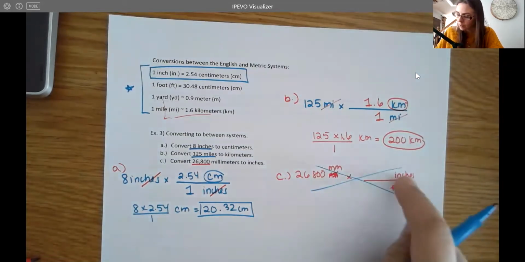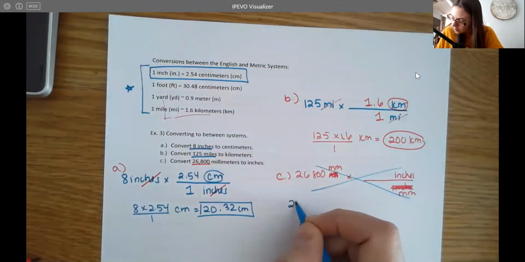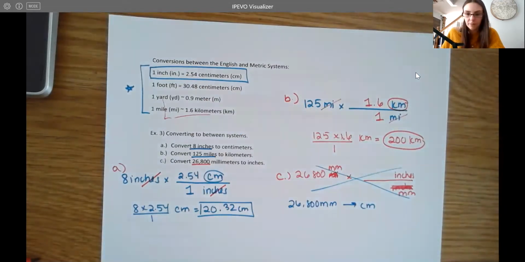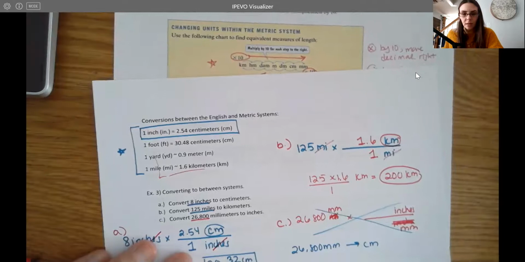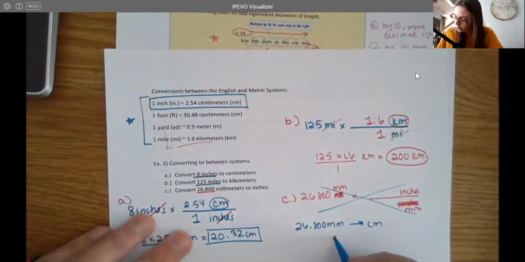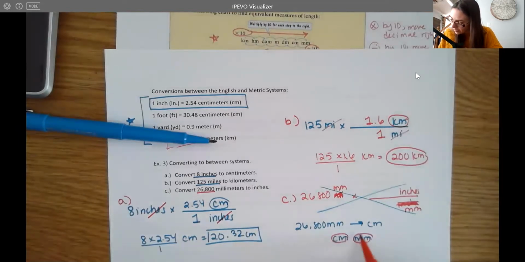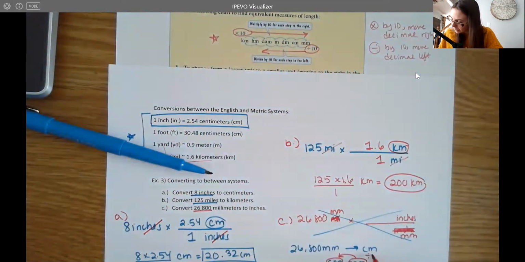So I know I have my conversion for centimeters, so I've got to change this to centimeters. I want to make this 26,800 millimeters and go to centimeters first. So this is all in the metric system, right? I'm going to go back to my page before, and I see that the chart goes centimeters and then millimeters. So I'm starting here and I'm going back up 1 spot. If I'm going left 1 spot, I'm going to divide by 10. So this is going to give me 2680 centimeters.